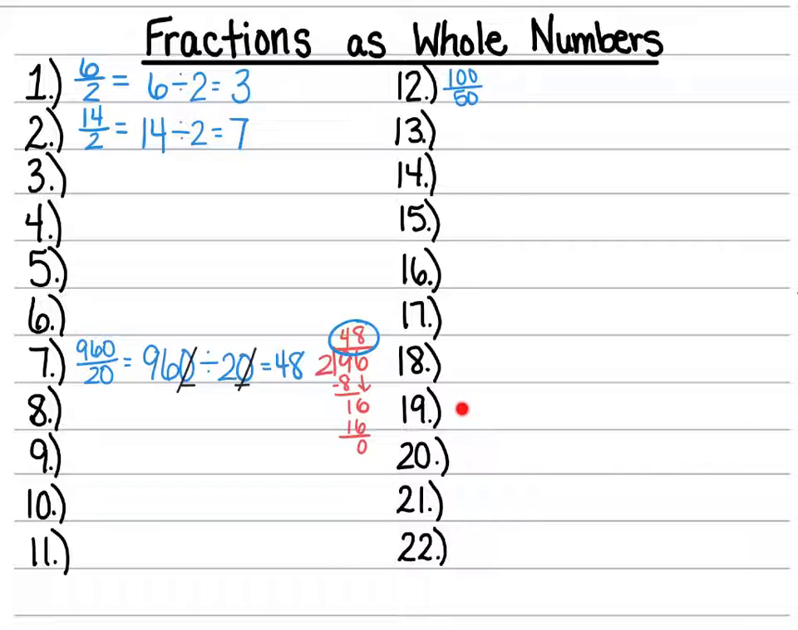19. 50 25ths. 20. 75 25ths. 21. 300 25ths, and 22 is 800 25ths.